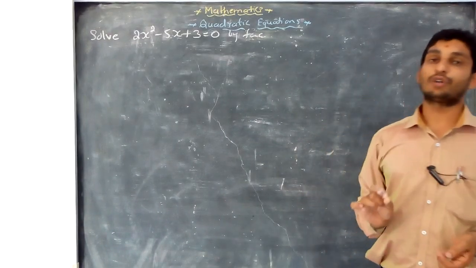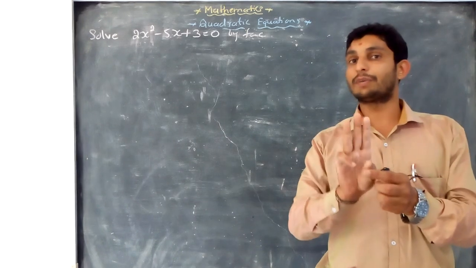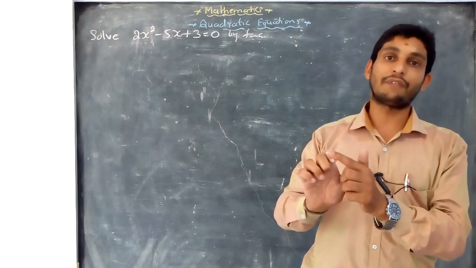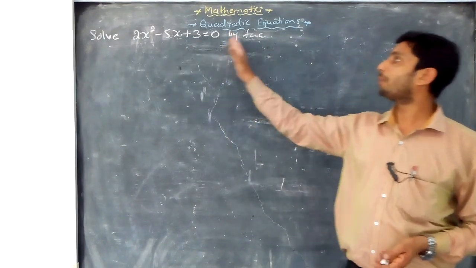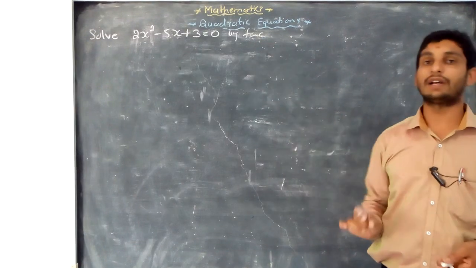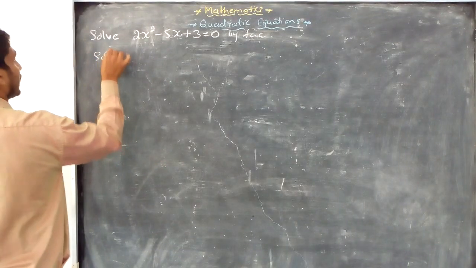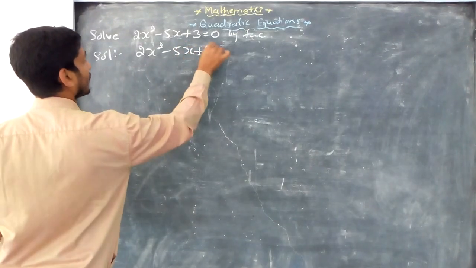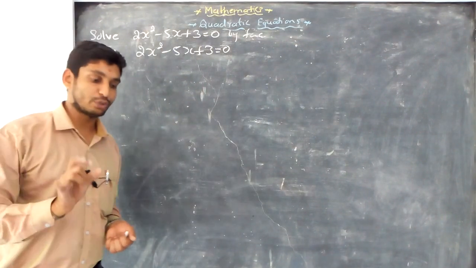That's why you have to go for any one of the methods: factorization, completing square, formula, or graphical method. The problem itself mentions the method: solve by factorization. That's why you have to go for the factorization method. Okay, solution. Write the question first of all: 2x square minus 5x plus 3 equals 0. This is the question.